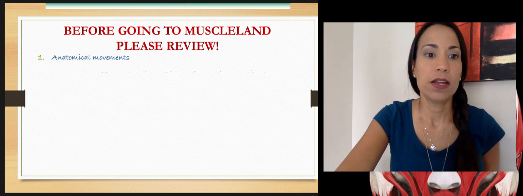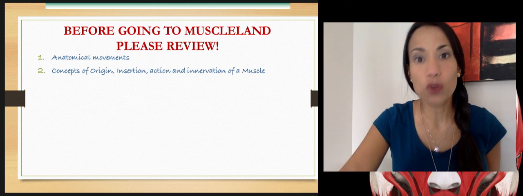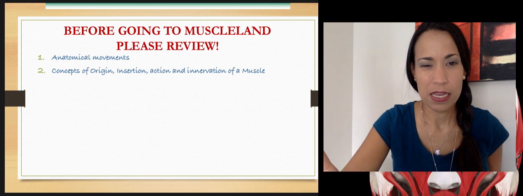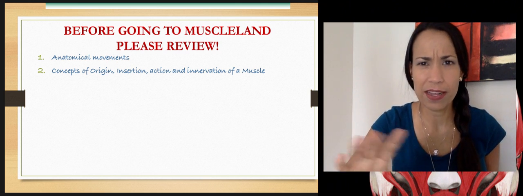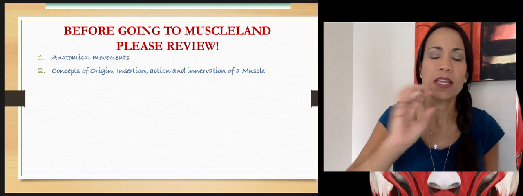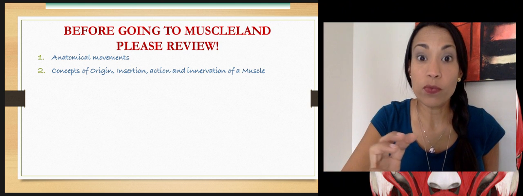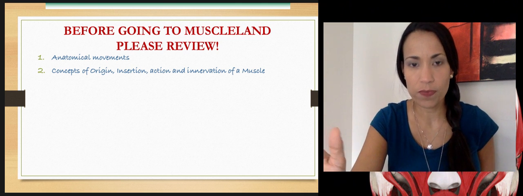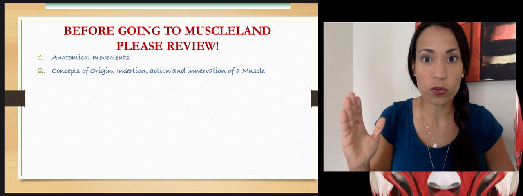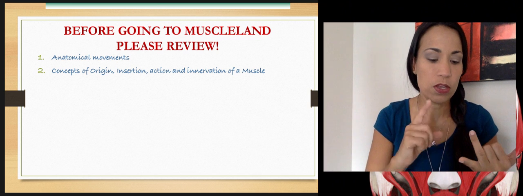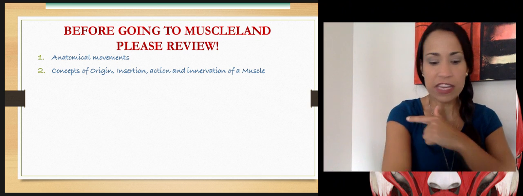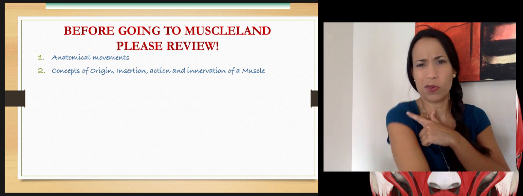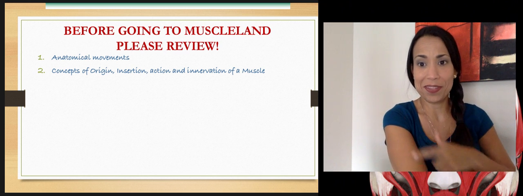Number two, I want you to go back also to chapter 11 actually, 10 or 11, where you're going to review the concepts of origin, insertion, action, and innervation. That's our chart. That's what we're going to learn about every muscle. So in any given muscle, remember, let's take as an example, we always do, I don't know why, the biceps brachii.